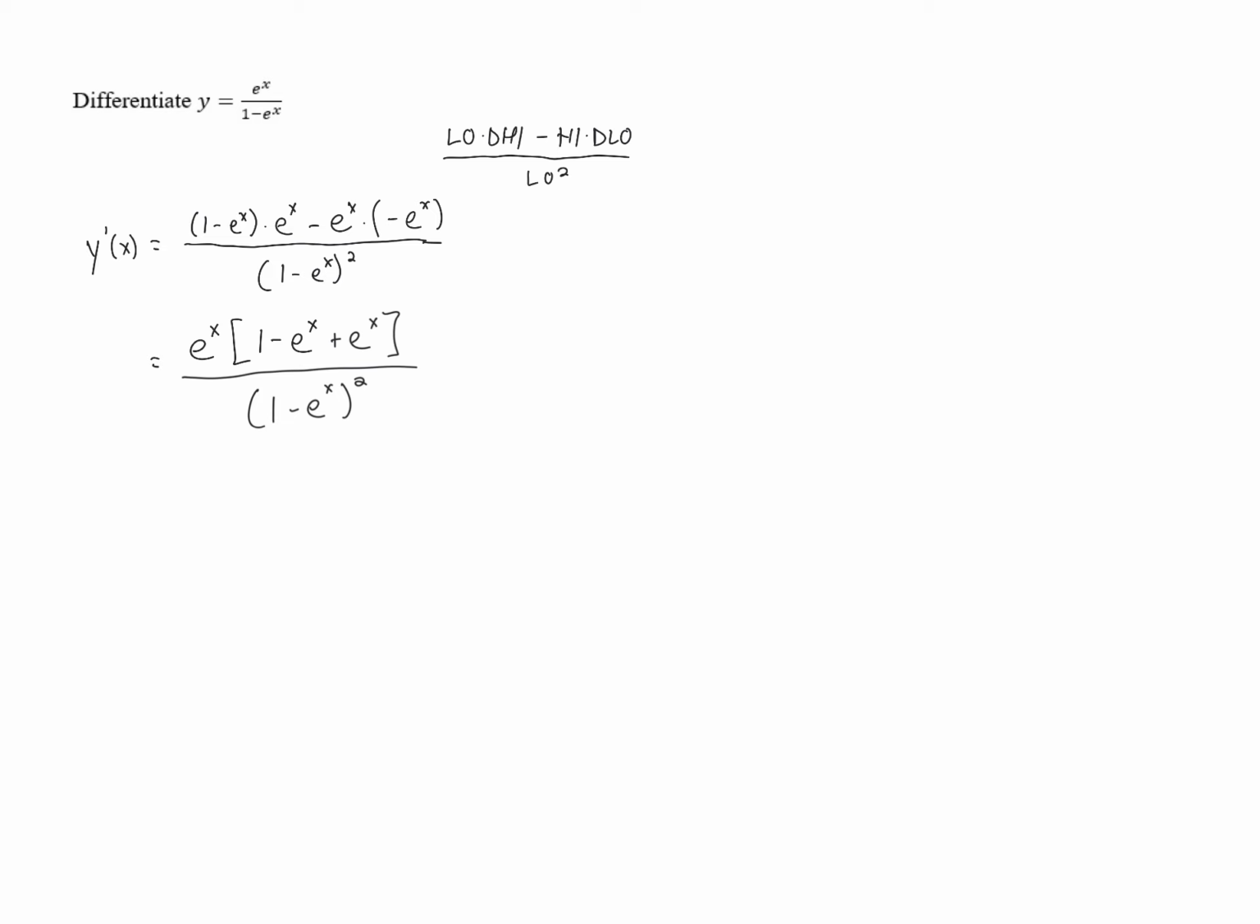But we notice inside these parentheses, we've got a negative e to the x and a positive e to the x. Those two are going to actually cancel each other out. And we've got e to the x times 1 in the top, which is e to the x. So this is going to be e to the x over 1 minus e to the x quantity squared.